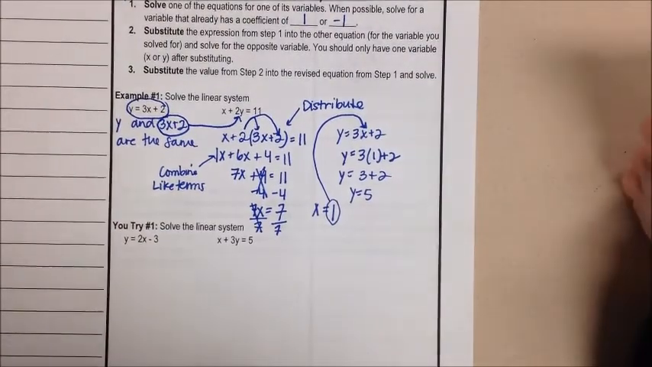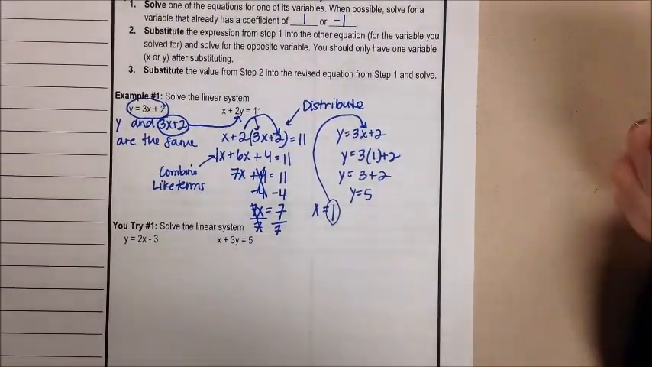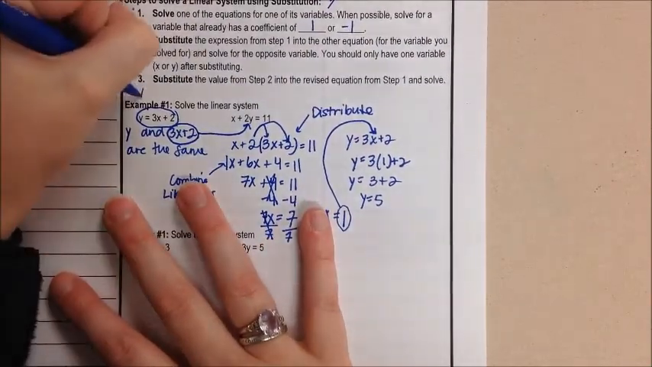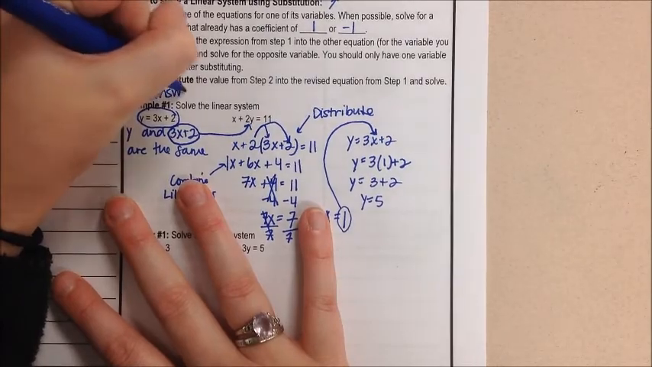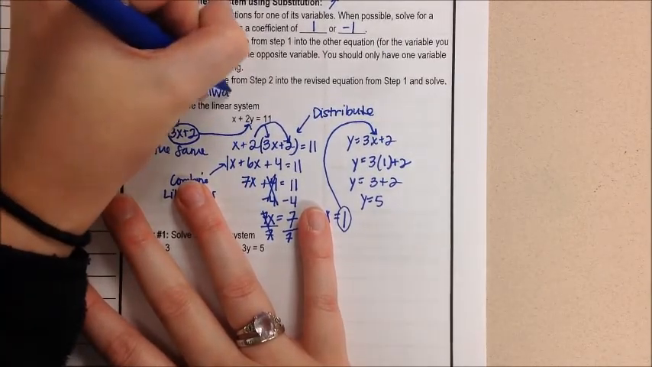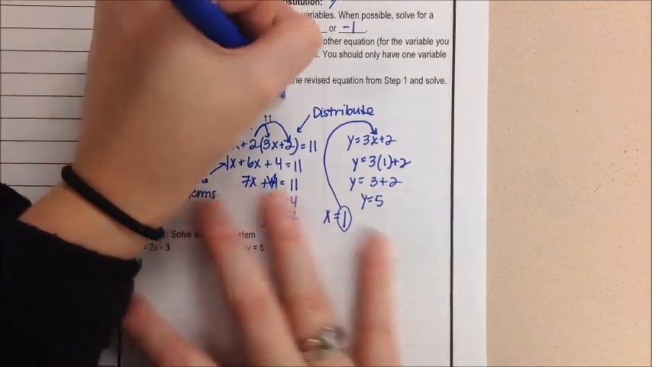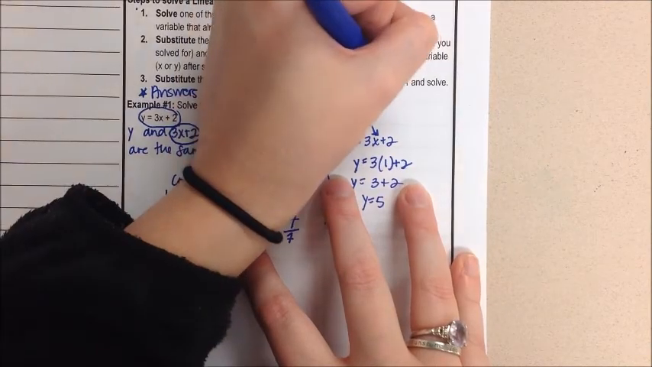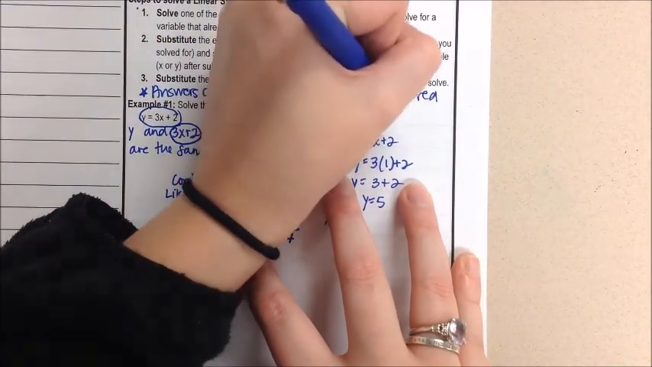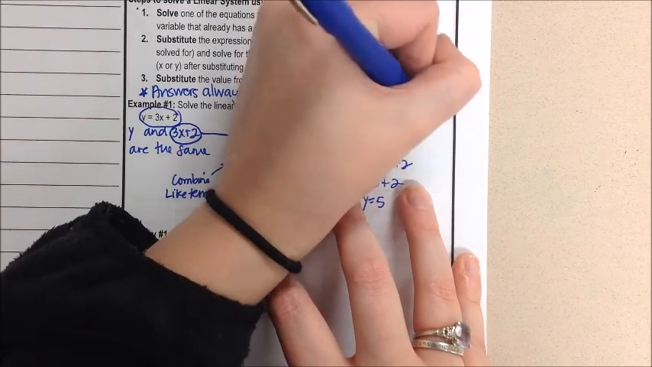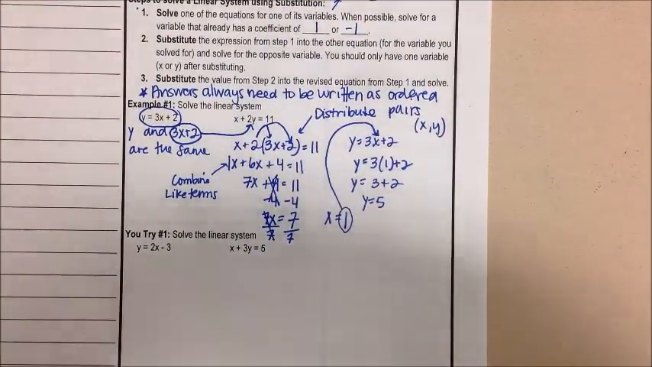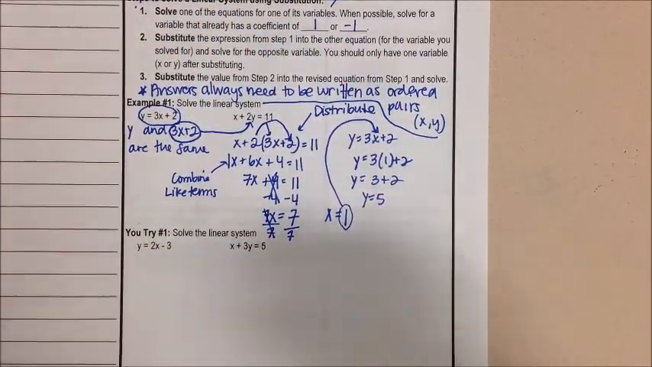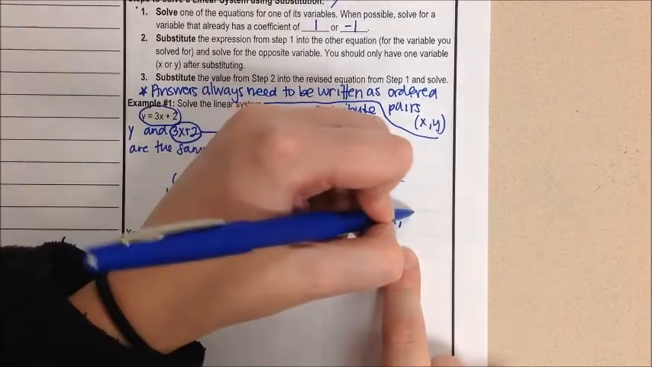And remember, the answer to a linear system is an ordered pair. So your answers always need to be written as ordered pairs. So I'm going to add that. Answers always need to be written as ordered pairs (x, y). Okay, so you always need to put your answer in xy form. Okay, I'm going to draw a line here so that you know where that is. Okay, so my x value is 1, my y value is 5.